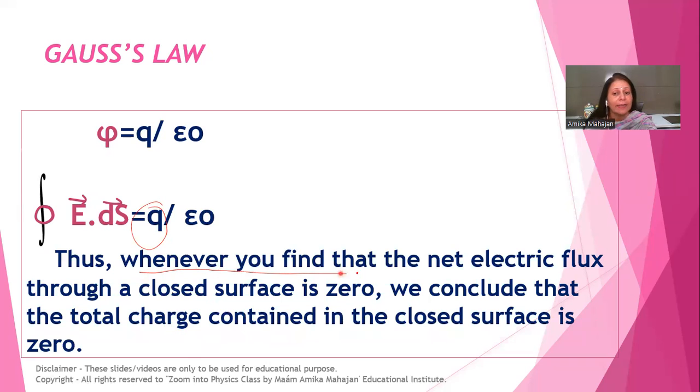So, whenever you find that net electric flux through a closed surface is 0, it does not mean that it does not contain charge. It may contain charge, but net sum of all the charges present in that closed surface may be 0. So, sometime it may not enclose charge or it may enclose charges, but net sum will be 0. That is why electric flux through a closed surface will be 0.